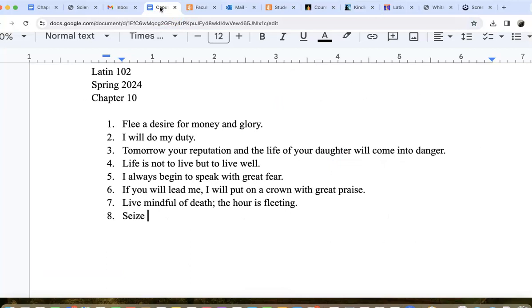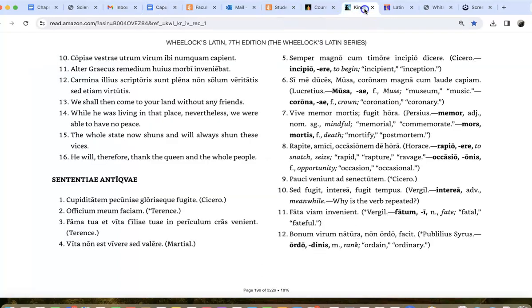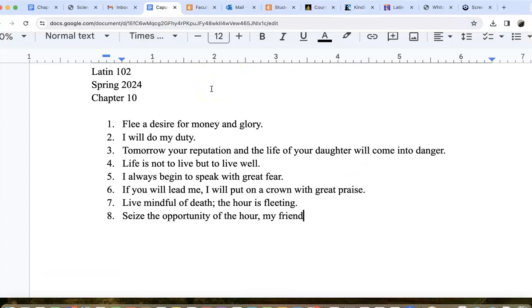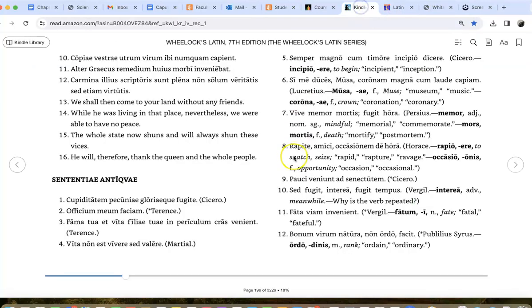So seize the opportunity of the hour, my friends. Do they have an exclamation point here? No. So, although you could, since it is in the imperative, but we'll take it off here. All right, so that one's fairly straightforward. We're getting a little rhythm here.